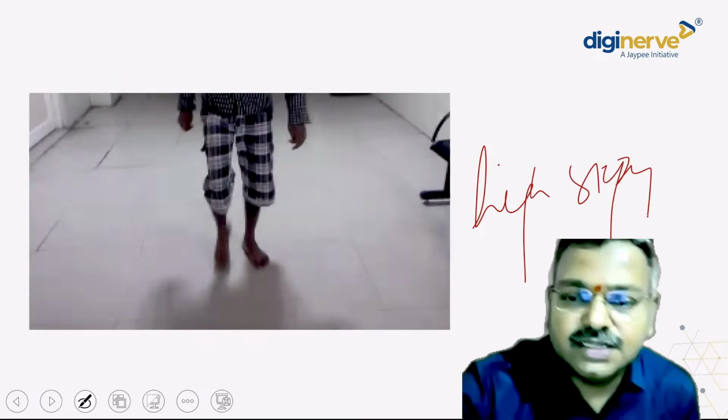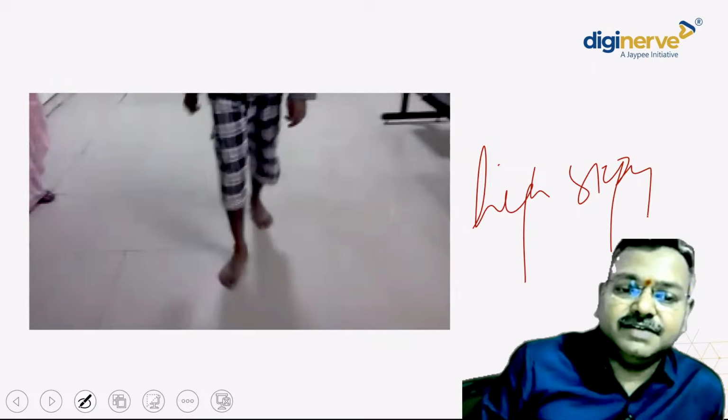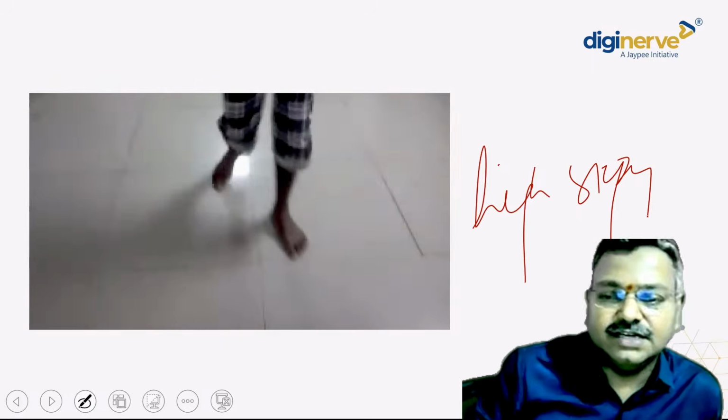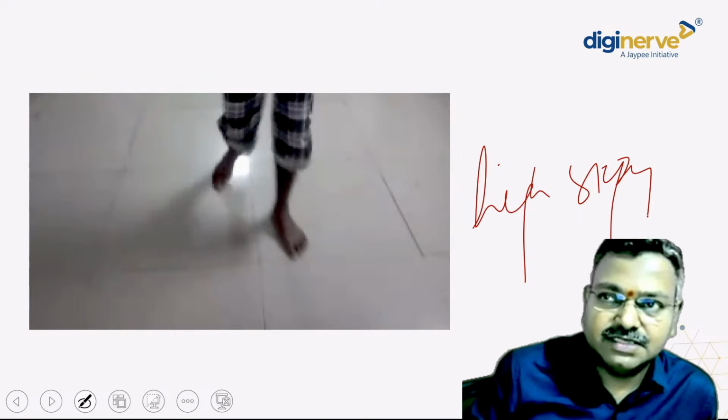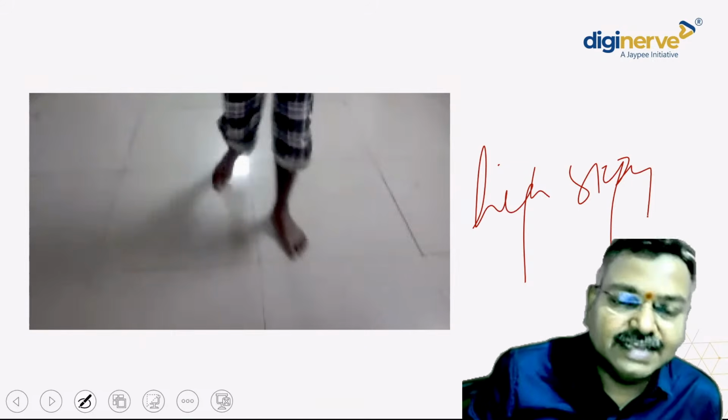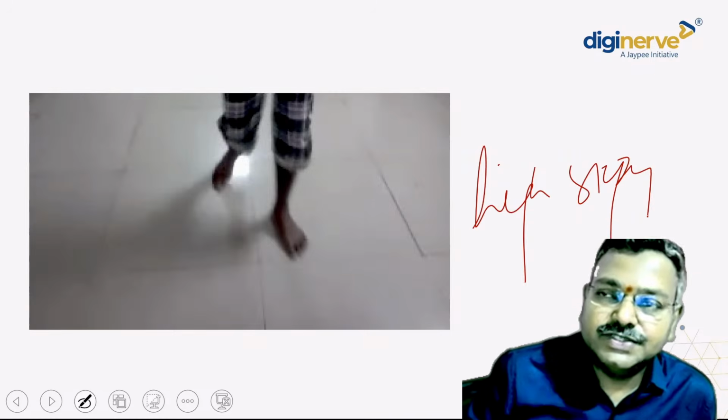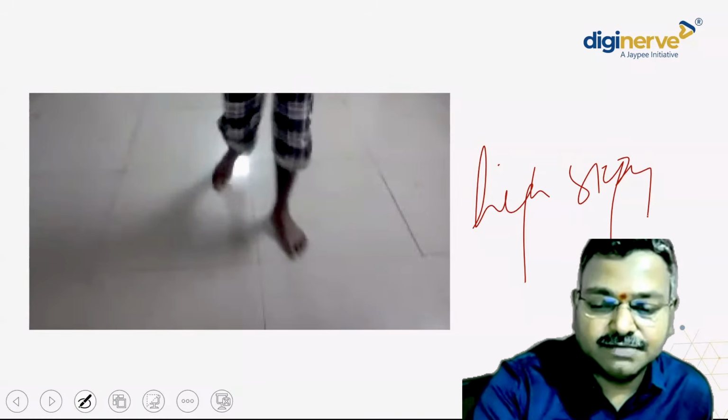There is a lift of the leg. There is an element of weakness. So you can see the wasting also. High stepping gait, common peroneal nerve injury can be there. Sometimes in radicular involvement also you can get it. So this is a foot drop that you get, bilateral.